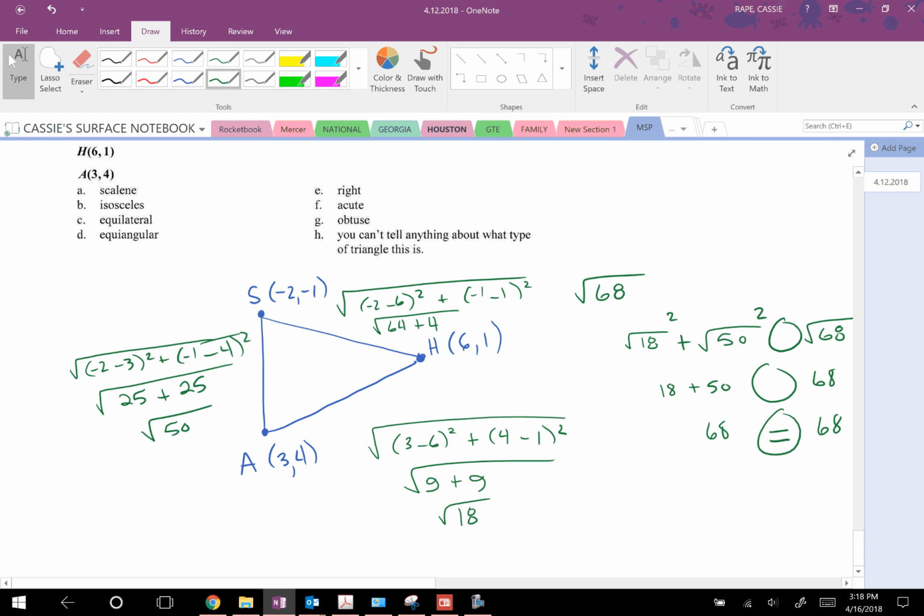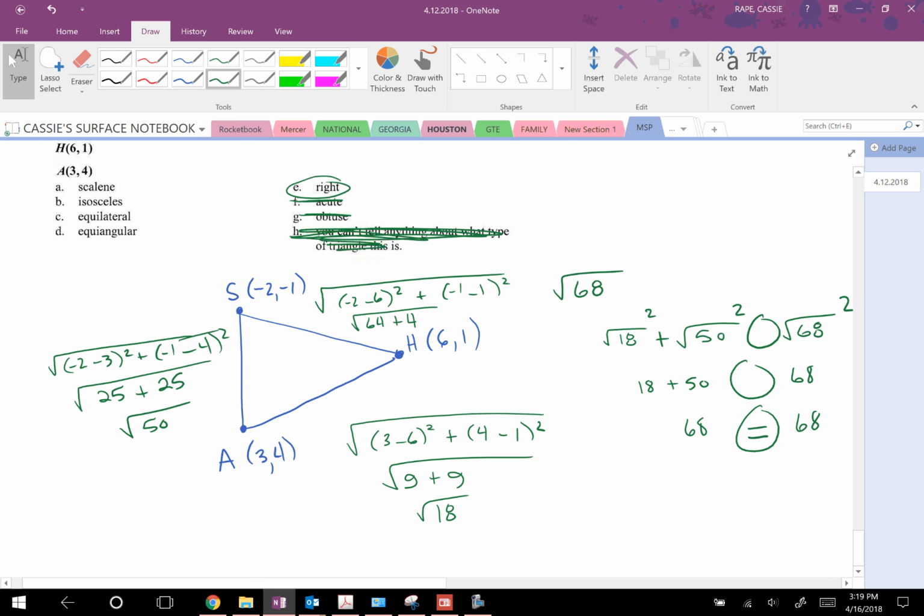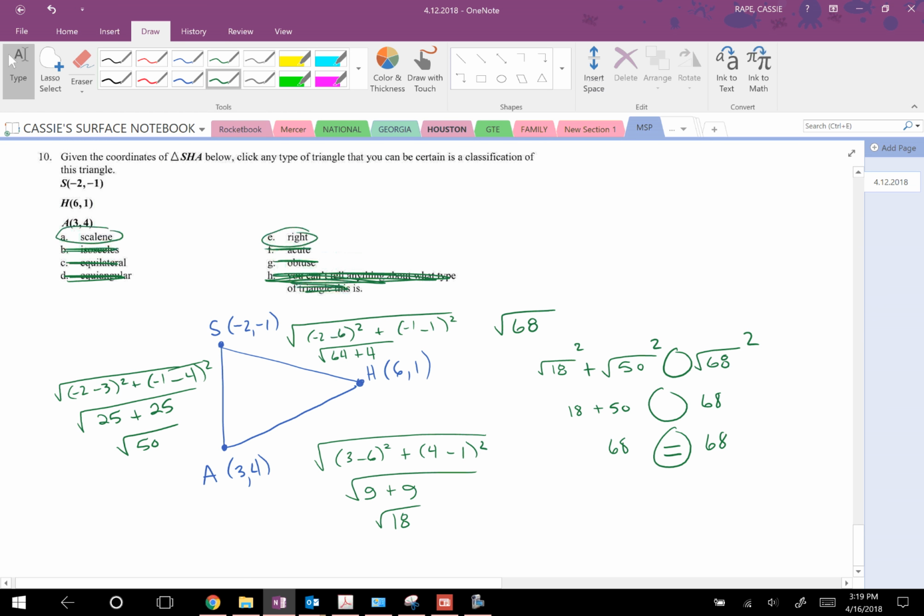So let's see what we know. If it's right, it's not acute or obtuse, and yes, you have figured out something about this triangle. Okay, then if you look at the sides, square root of 68, 18, 50, all three sides are different, so it's scalene. So we're going to get rid of isosceles, equilateral, and equiangular, which means this is A and E, a scalene right triangle.